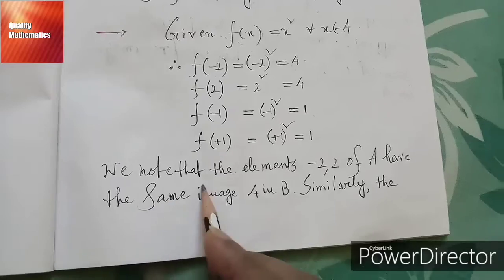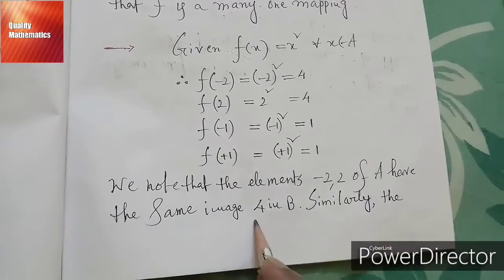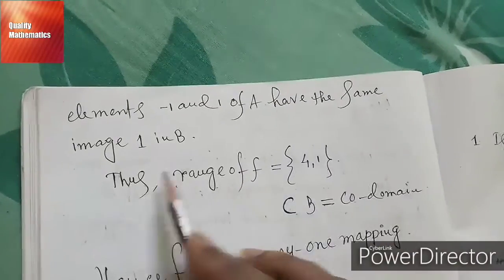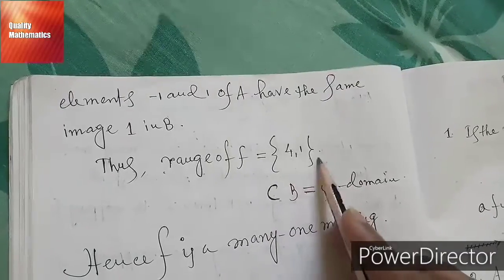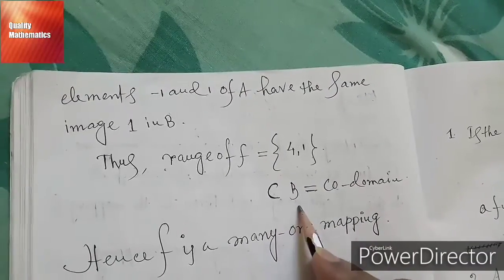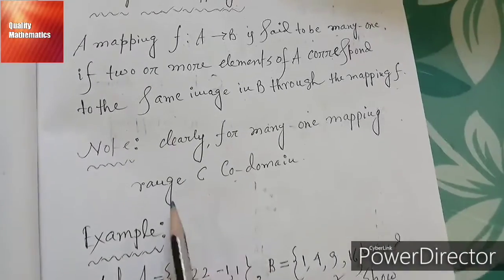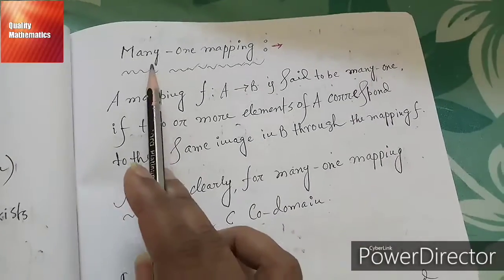So we note that the elements minus 2 and 2 of A have the same image 4 in B. Similarly, the elements minus 1 and 1 of A have the same image 1 in B. Thus, range of f equals {4, 1}, which is a proper subset of B, the codomain. That means in your definition, if the range is a proper subset of the codomain, then the mapping is called many-one mapping. Is it absolutely clear? So now, into mapping.